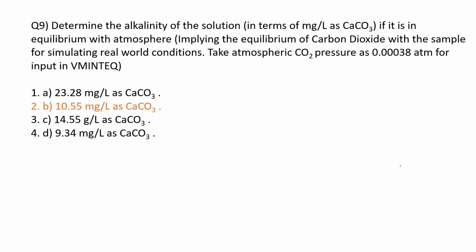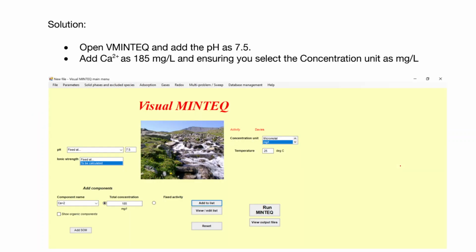We'll see the solution now. So the answer is 10.55 milligrams per liter as calcium carbonate. This is the alkalinity in an open system. So we have pH, we have total calcium concentration, and we have CO2 pressure. Feeding all these values into Visual Mintech, we will get the alkalinity as CaCO3.